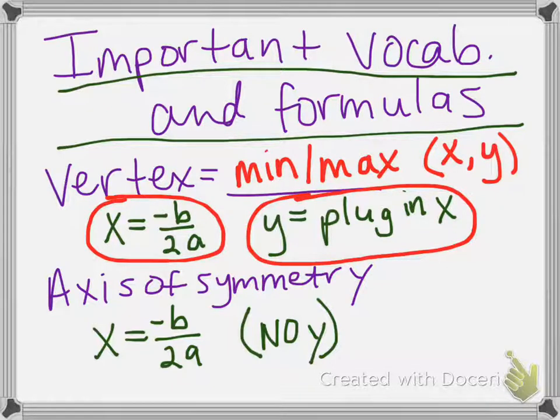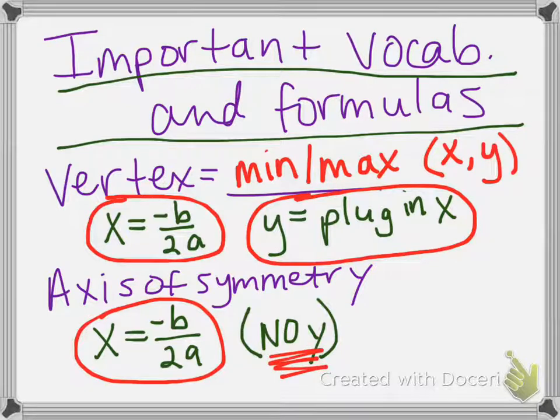The axis of symmetry goes through the vertex, so its formula is still x equals negative b divided by 2a. But this time we don't have to find out what the y is, because the axis of symmetry is actually a line, whereas the vertex is a point.